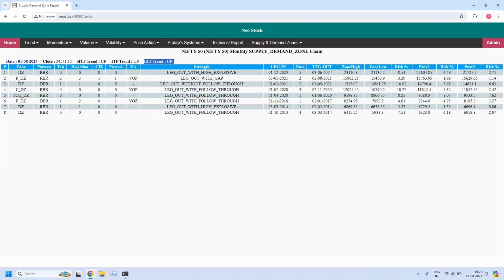For example, now we selected monthly. Monthly trend is uptrend. And one time frame higher, that is ITF, that is a weekly trend. Sorry, this is monthly trend. This is a quarterly trend, ITF trend, and this is a yearly trend. One more time frame higher. So this is the way you should understand for the remaining reports.